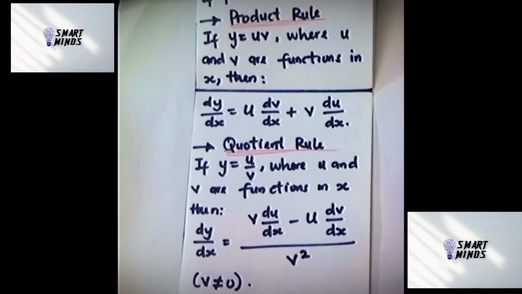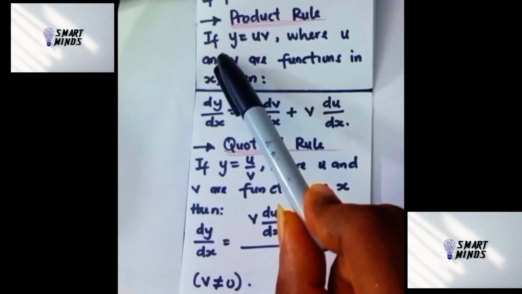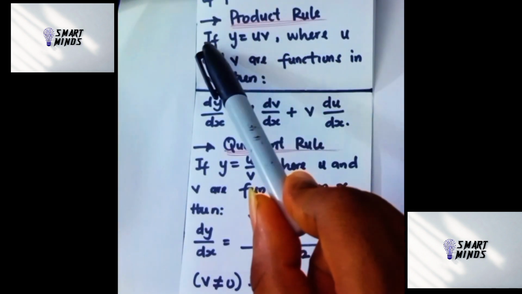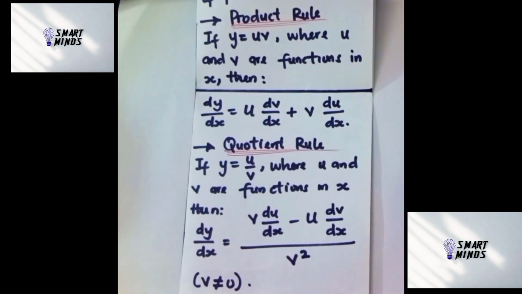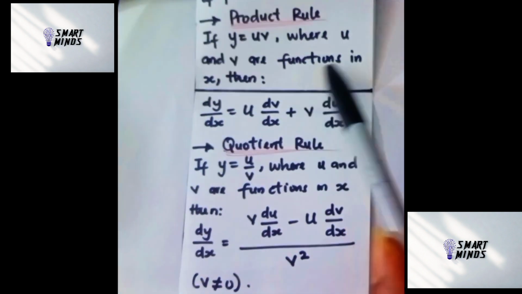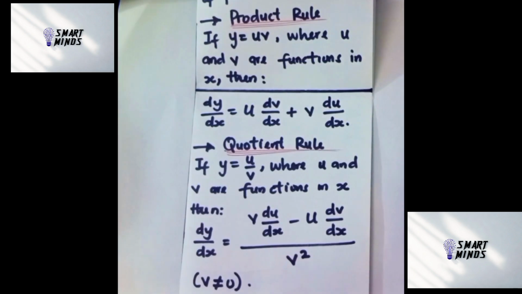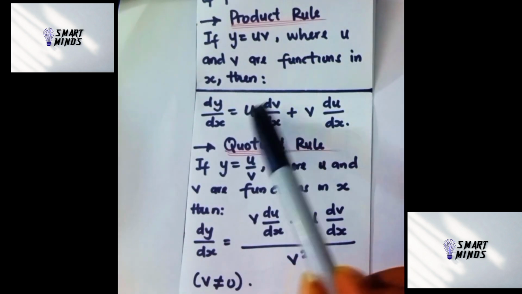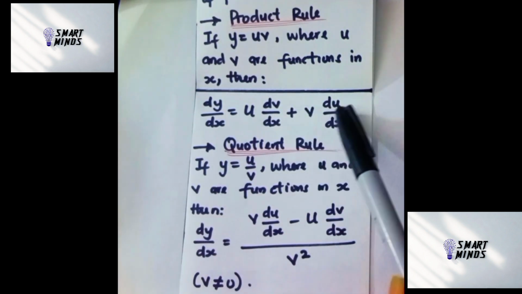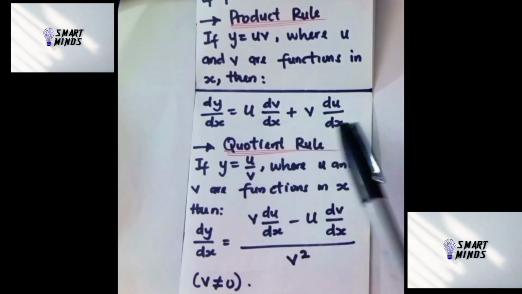The next rule I want you to take note of under calculus differentiation is the product rule, and it is given in this format. If y equals uv, that is, you are multiplying two functions, where u and v are functions in x, the formula to use for product rule is dy by dx equals u dv by dx plus v du by dx. Please take note of this formula.